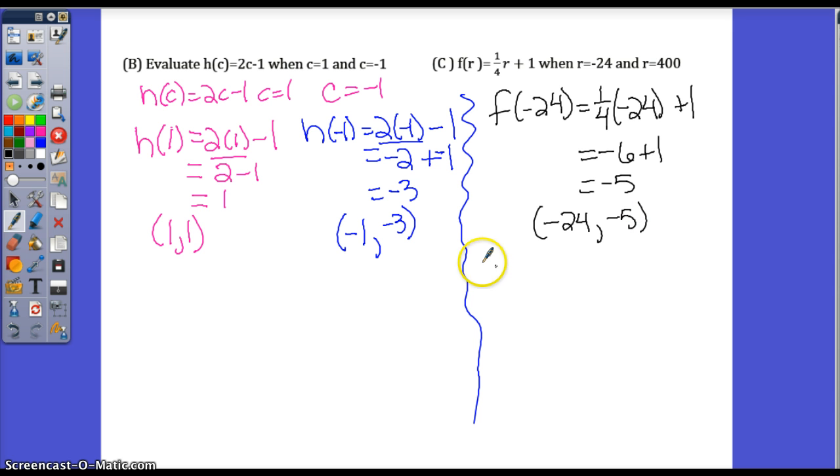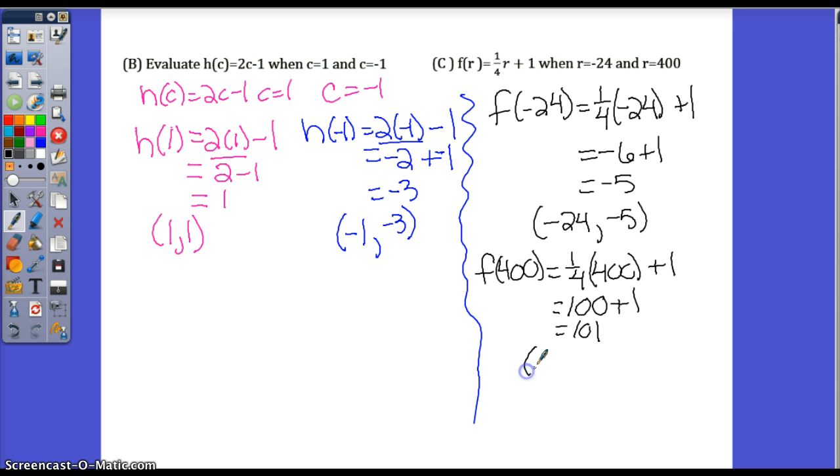And last but not least, f of 400 equals 1/4 times the quantity 400 plus 1. Again, you're dividing by 4, so this one's pretty simple. You get 100 plus 1, which equals 101. So your final ordered pair is (400, 101). And those are your answers.